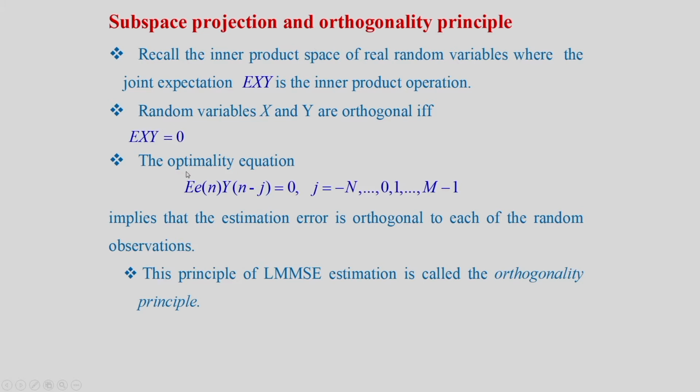This is the definition. Now, the optimality equation E of e[n] into y[n-j] equal to 0 implies that the estimation error is orthogonal to each of the random observations. For example, e[n] is orthogonal to y[n-1], etc. This principle of LMMSE estimation is called the orthogonality principle. That is, error is orthogonal to each of the observation random variables.